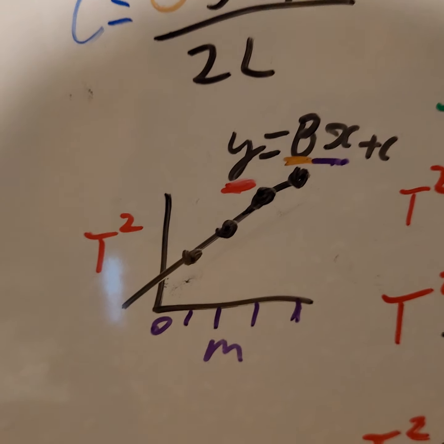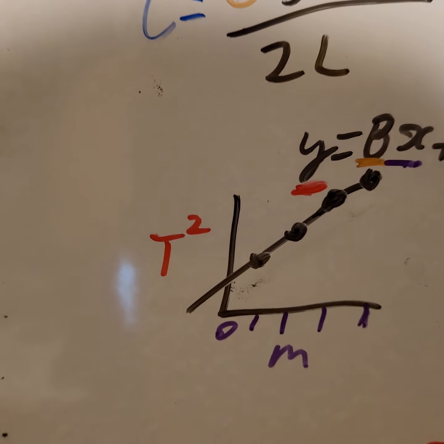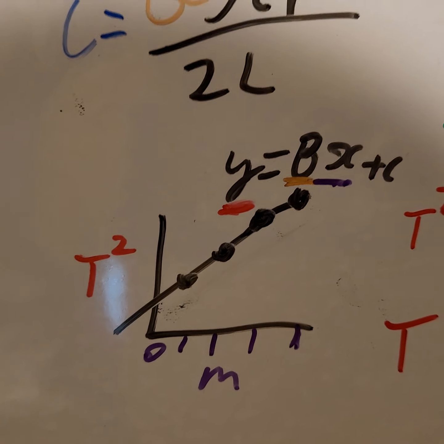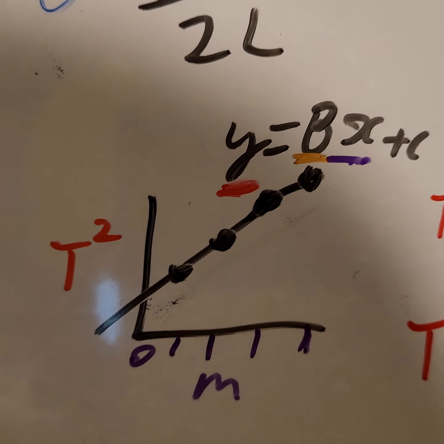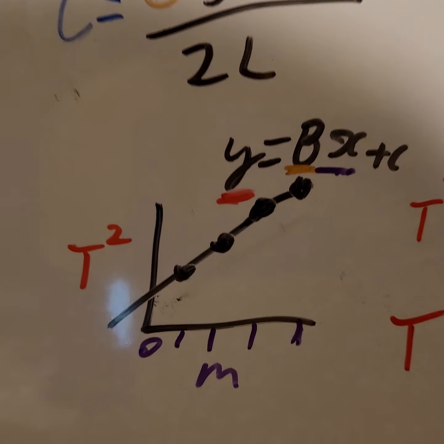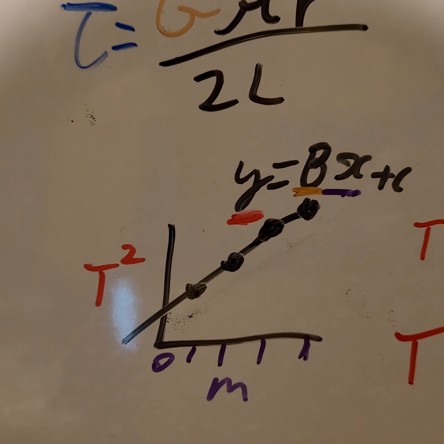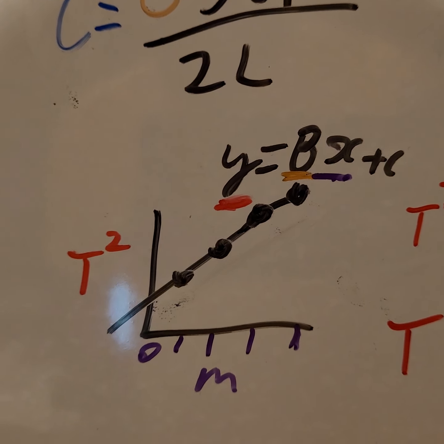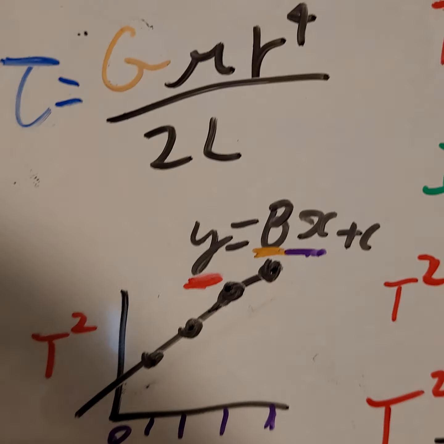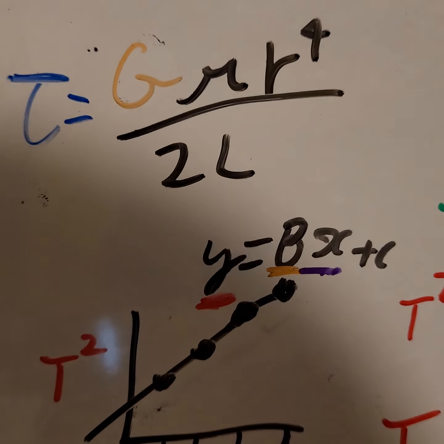So you should have a plot like this with T squared on the y-axis and m on the x-axis. You're going to get a line, and the equation for the line is y equals bx plus c, where b is your gradient. Basically, we need the gradient to solve for the torsional rigidity and the shear modulus.